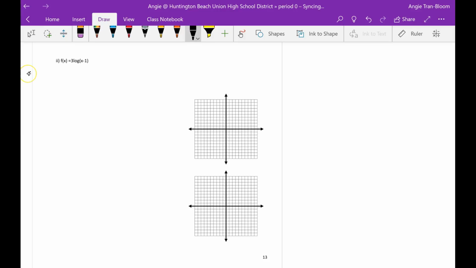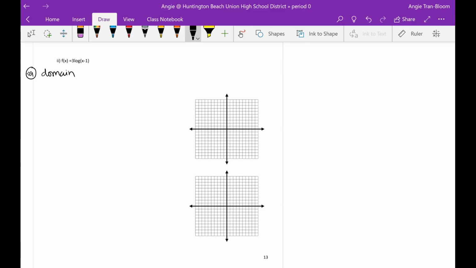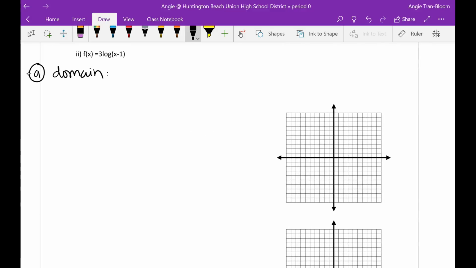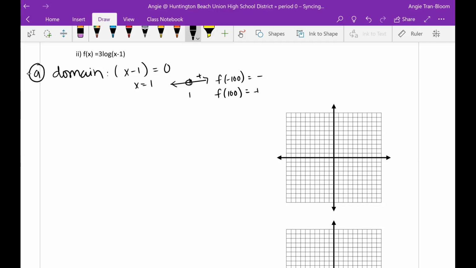So part 1 says find the domain. So we are going to find the domain. Let's make it bigger so you can see. I'm going to take x minus 1 and set it equal to 0. Solve for x. I'm going to have x at 0 at 1. Draw a number line. Okay. I can't have that, but I can totally have whatever's positive. So when I plug in negative 100, it's going to be negative. When I plug in positive 100 minus 1 is positive. So my domain is from here on. So what that means is going to be from 1 to infinity.